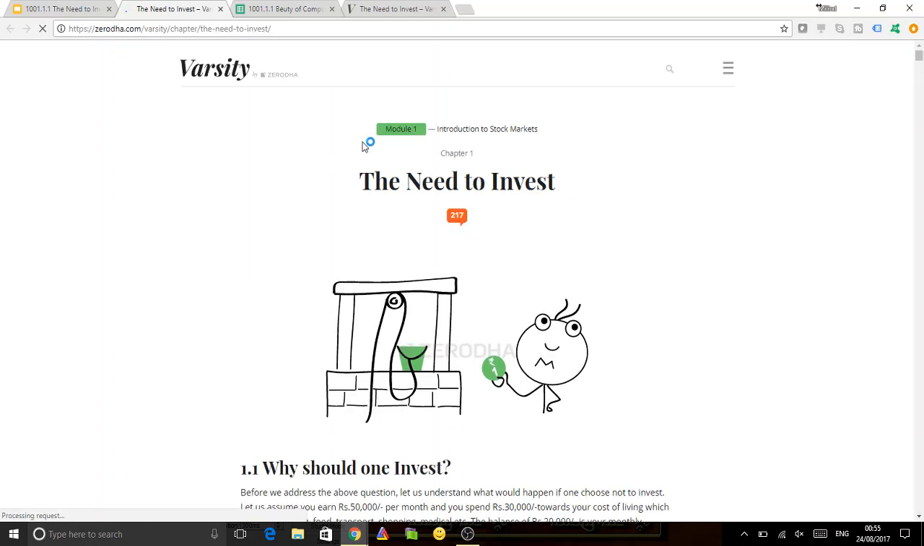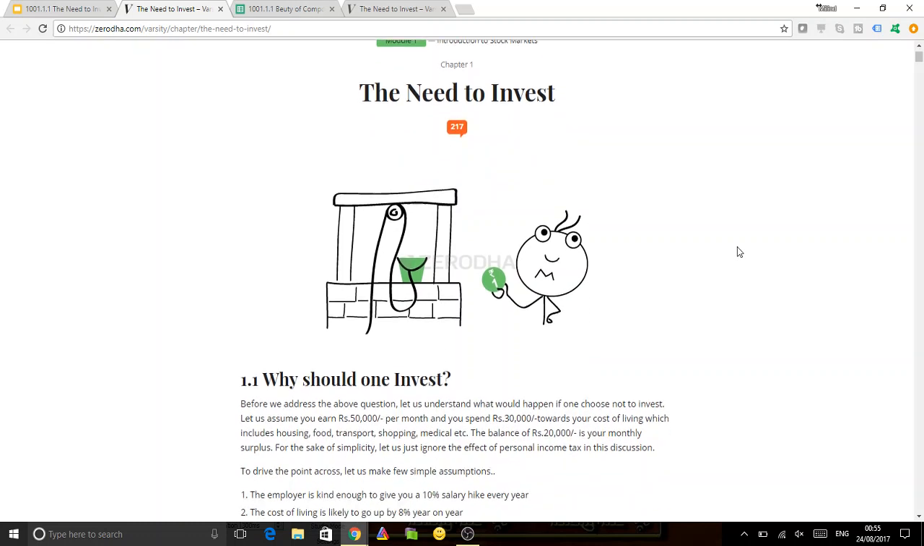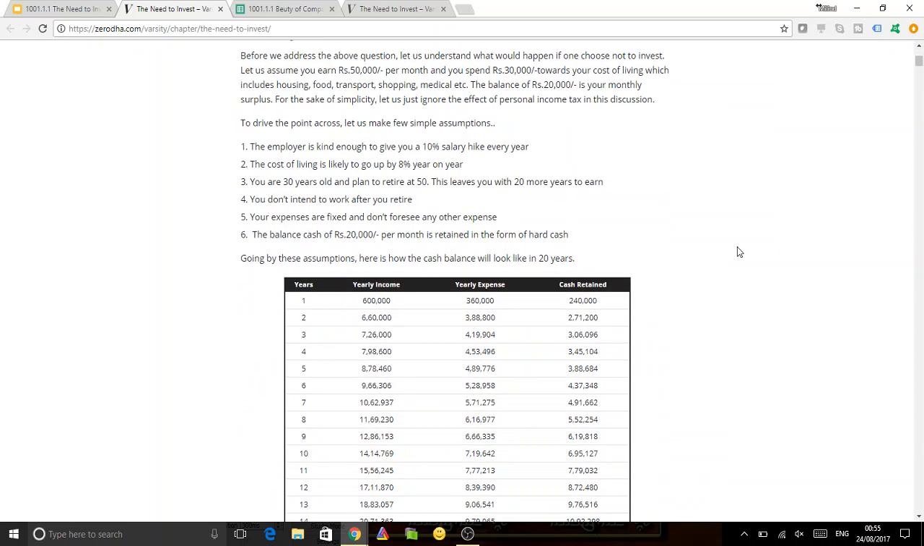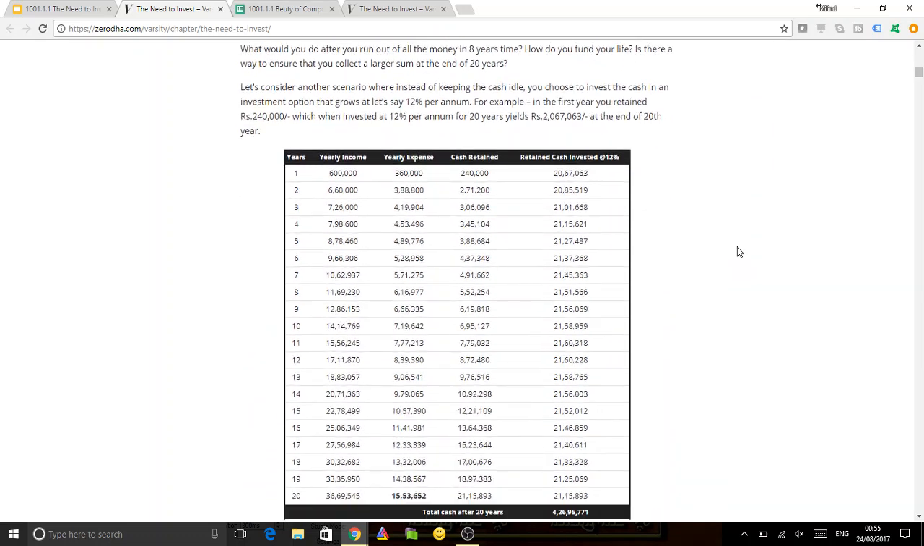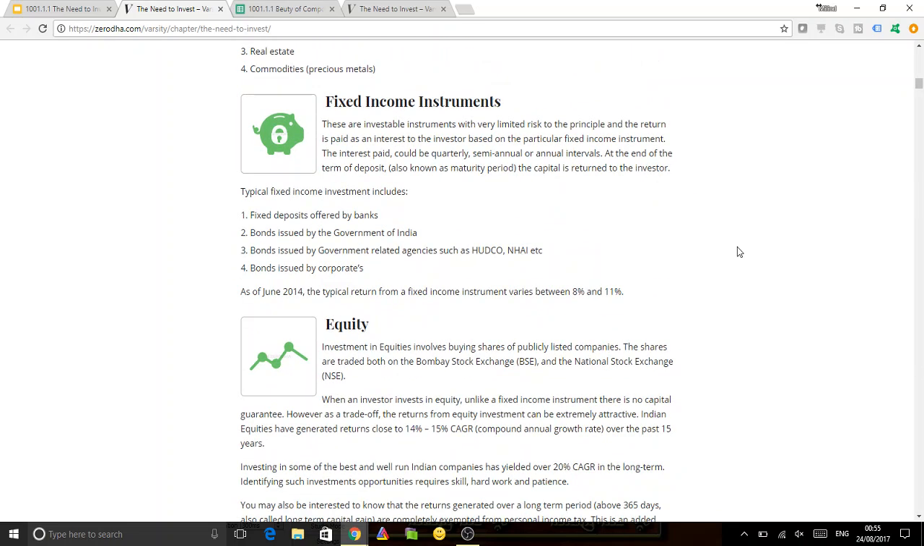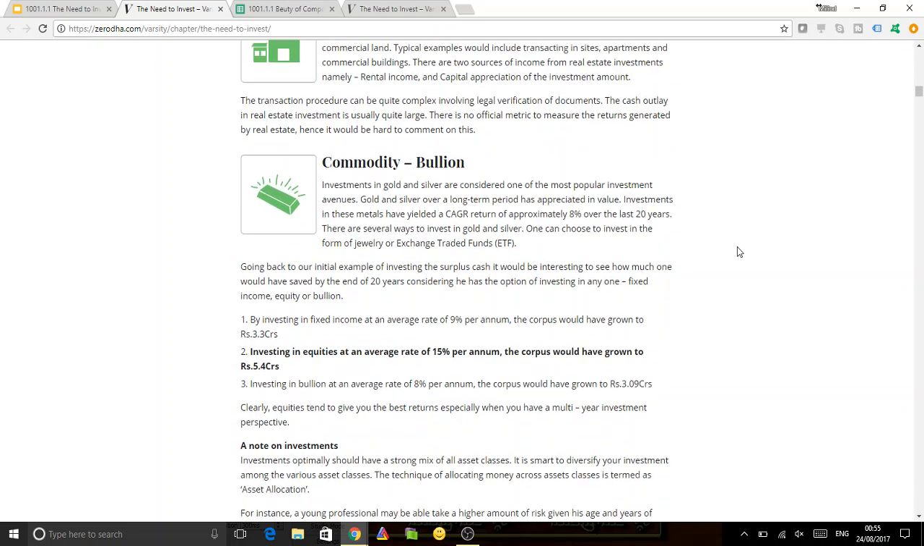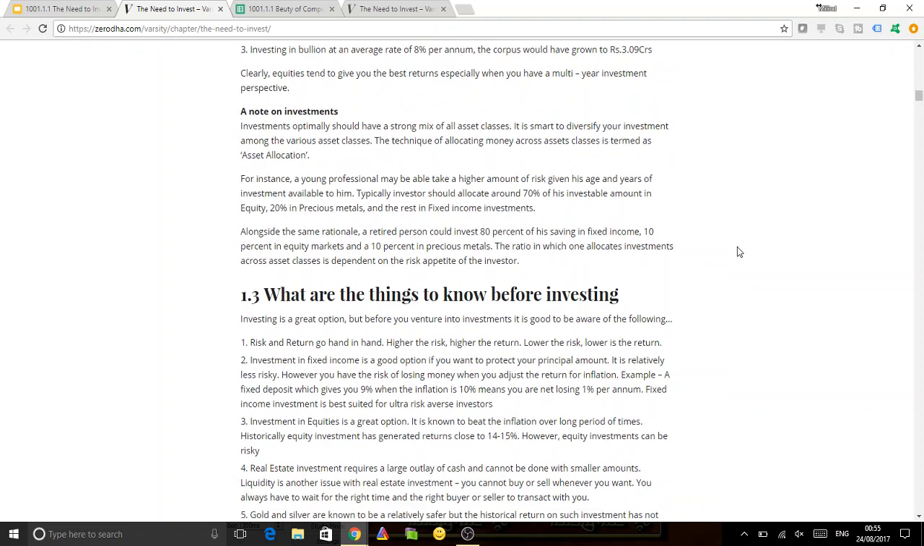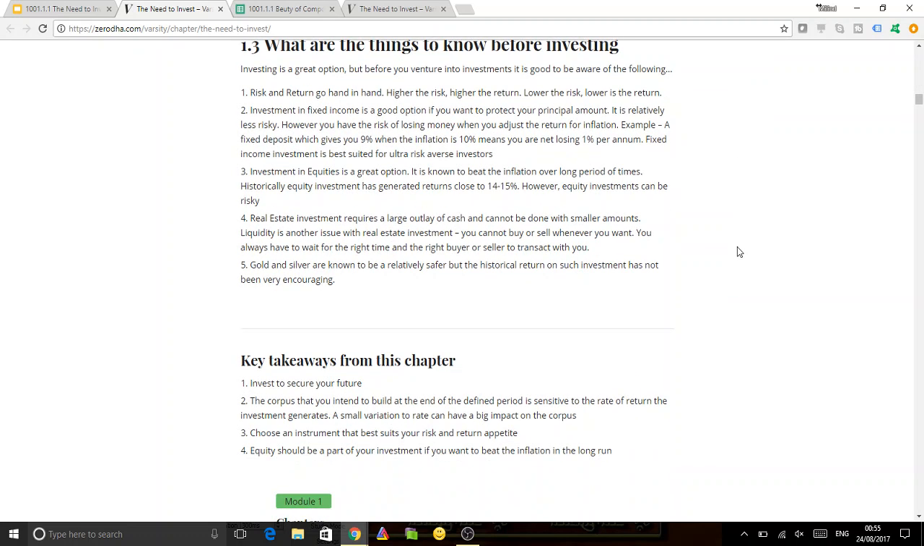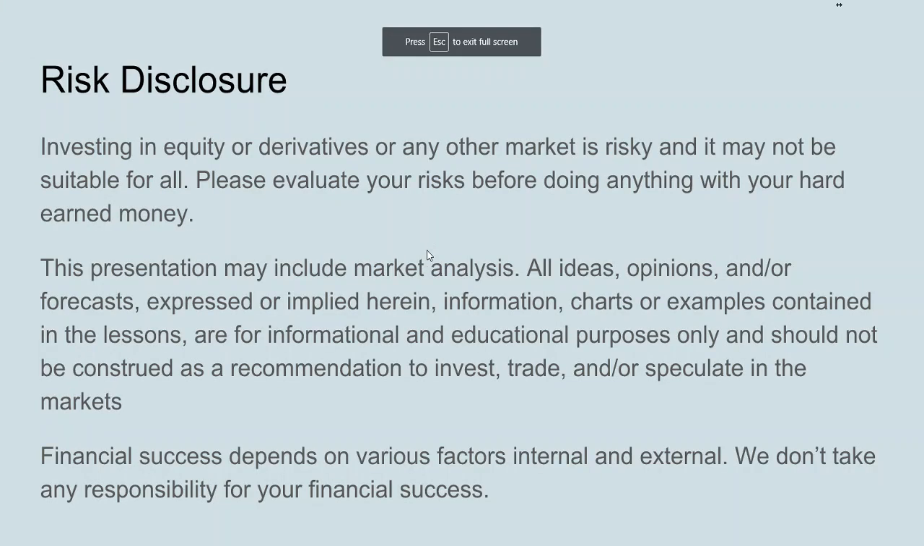This is the course material. I'm going to be following Zerodha Varsity for all these free courses, and this Need to Invest module 1 talks about why we should invest, where to invest, and a little bit on what things to know before you do the investment. We are getting into details anyways, so let's start.